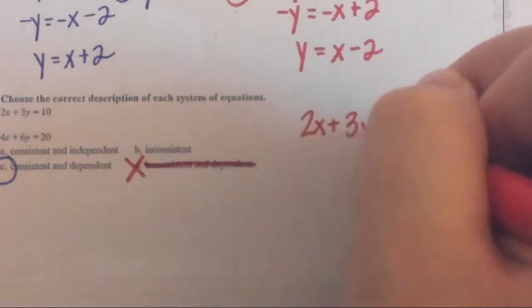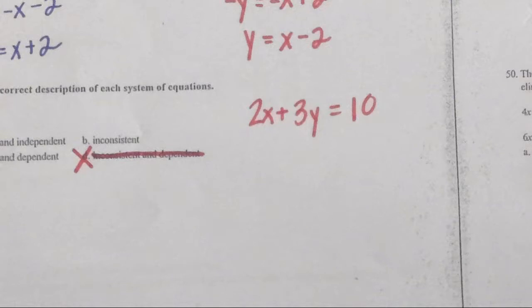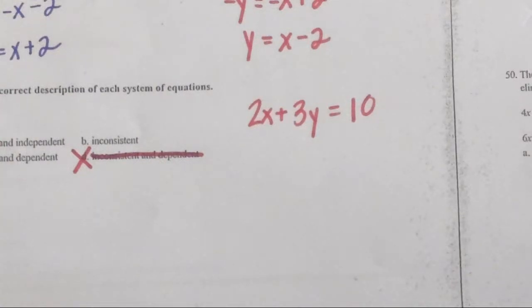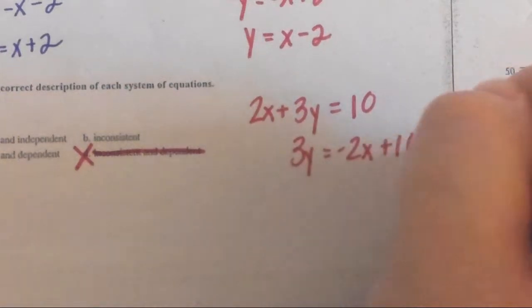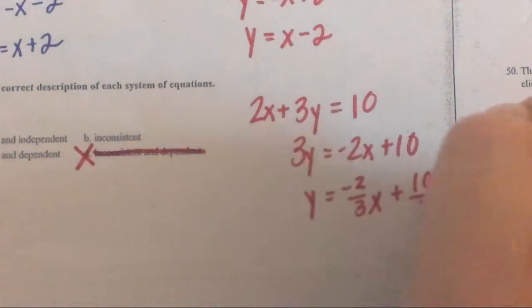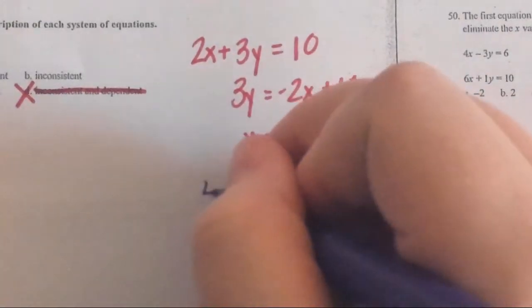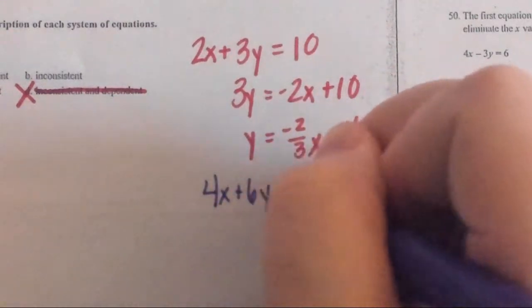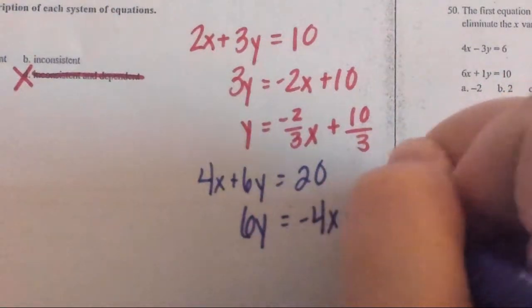2x plus 3y equals 10. Well, there's multiple ways. We did lots of things with systems. You could do substitution, you could do elimination, you could do graphing. I'm going to put it in y equals mx plus b because that's what most people are going to do. So 3y equals negative 2x plus 10. Y equals negative 2/3 x plus 10/3, for my top equation. For my bottom equation, 4x plus 6y equals 20. That would be 6y equals negative 4x plus 20.